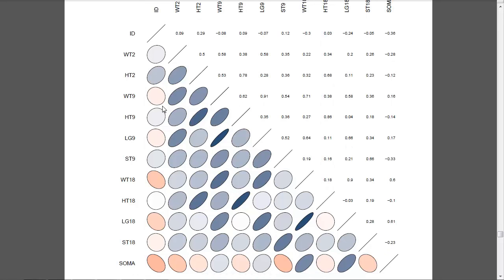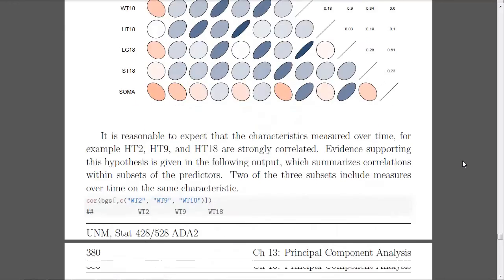So one thing that I see is the heights and the weights for 9-year-olds, that's this one here, is pretty highly correlated, and the weight and the leg measurement is really highly correlated. It's at 9 years old and also at 18. This is the weight versus the leg circumference. And generally speaking, there's lots of variables here that are positively correlated. So we can probably get away with some dimension reduction.